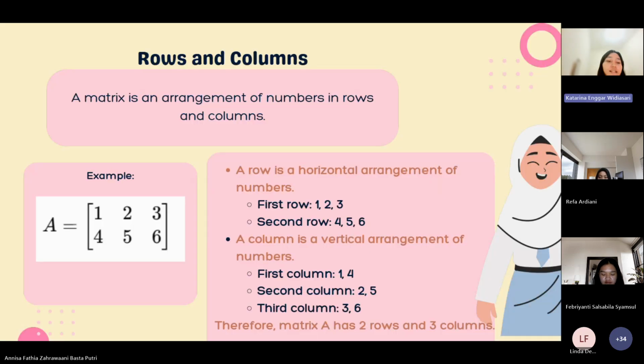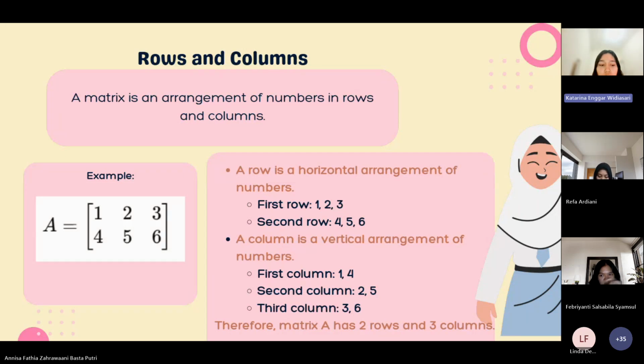Okay, the next slide is rows and columns. Every matrix consists of rows and columns. A row is a horizontal arrangement of numbers, meaning the numbers are placed from left to right. This example shows the first row is 1, 2, 3, and the second row is 4, 5, 6.